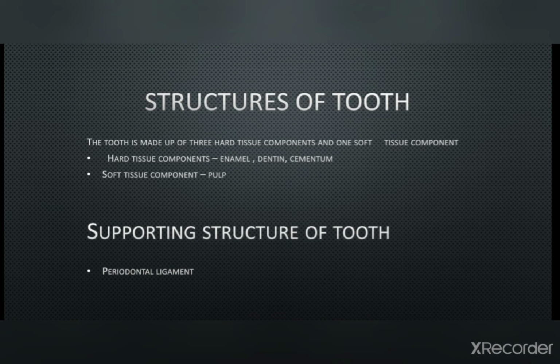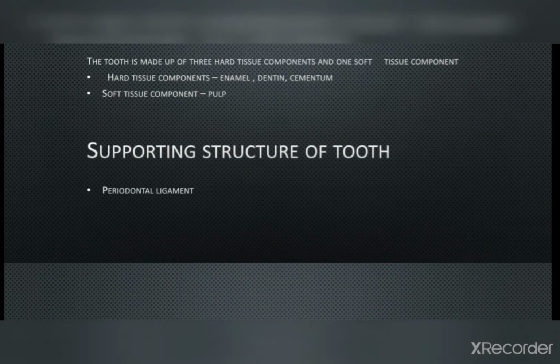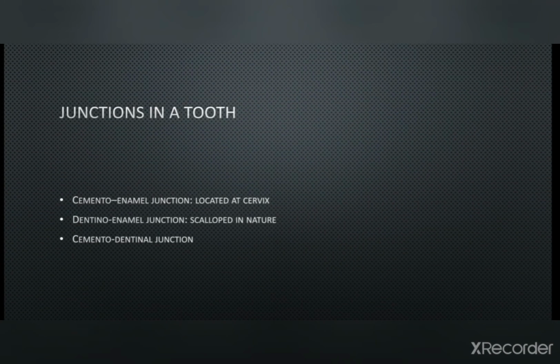The supporting structure of the tooth is the periodontal ligament, which holds the tooth, along with the covering of the tooth, which is the cementum, and the alveolar bone. So, the junctions in a tooth. Let's see the junctions. The first junction is the cemento-enamel junction, which is located at the cervix.